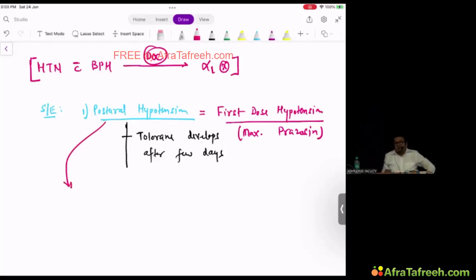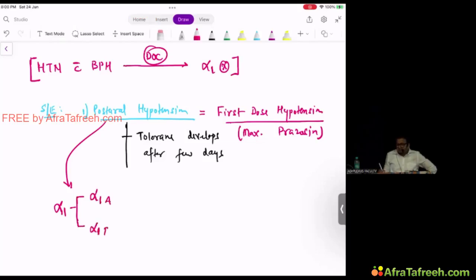When we use alpha blockers for BPH, which side effect comes up? Hypotension. So further research was done on the alpha 1 receptor. It was discovered that alpha 1 is also of two types: alpha 1A and alpha 1B. Alpha is of two types, alpha 1 and alpha 2. Alpha 1 is also of two types, alpha 1A and alpha 1B.